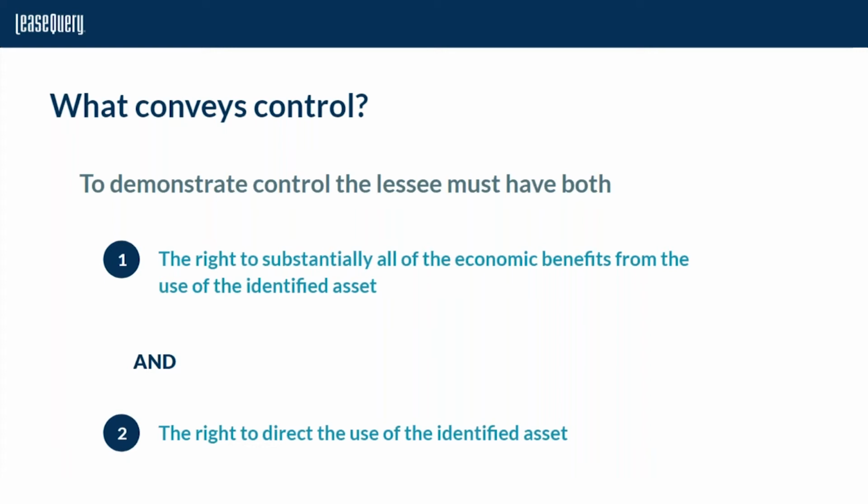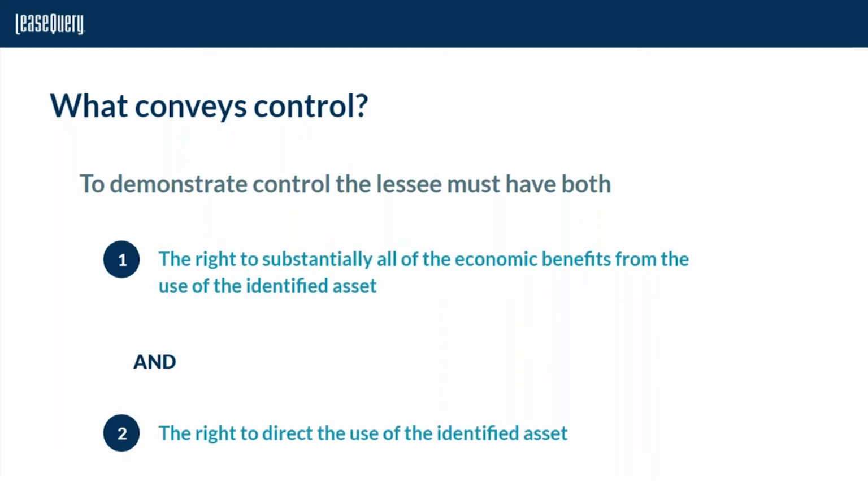This is where judgment can come into play. The standard doesn't set a specific definition for substantially all. Some of the factors to consider when performing this analysis, though, include what is the purpose of the asset, and does the customer have the right to dictate when, how, or where that asset is used?